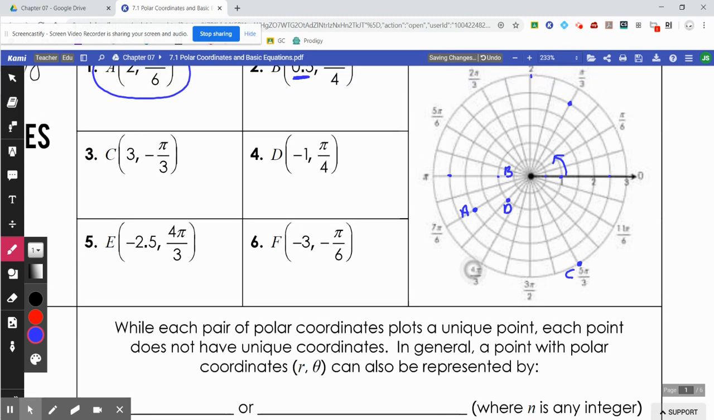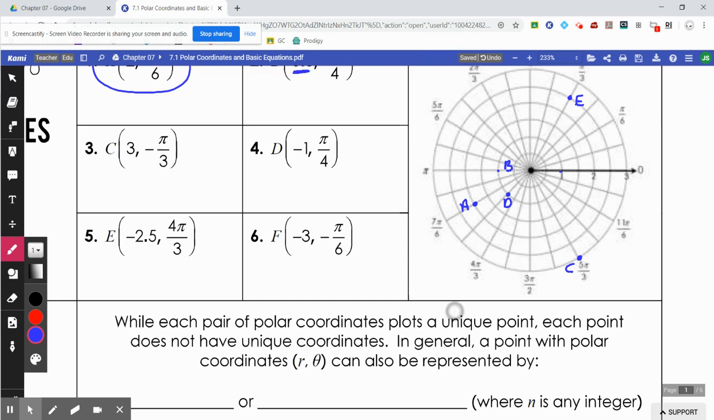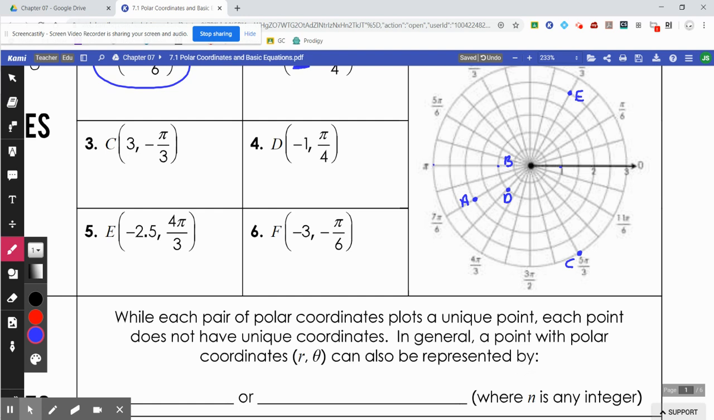And I believe that would be the 240, and that would be point E. And then finally, let me erase some of these extra dots that I'm getting on here. Finally, number 6, point F, we have a radius of -3. So that carries me to here. Again, I just go in the negative direction. And then we're going to rotate a negative.